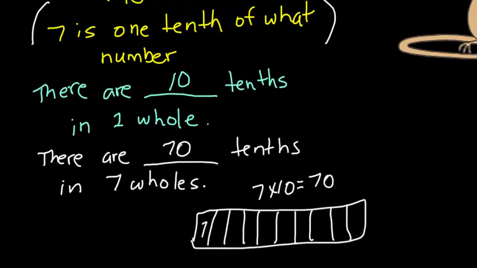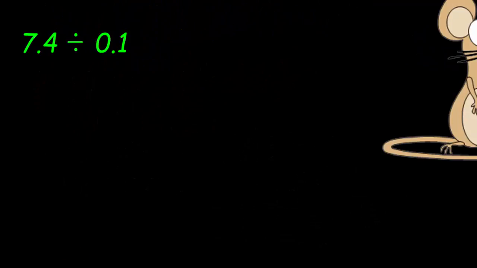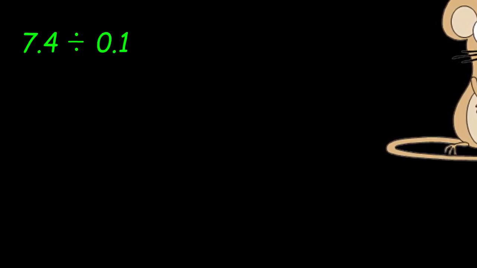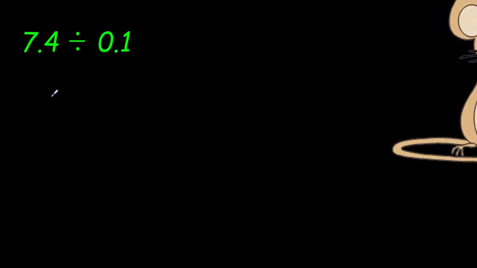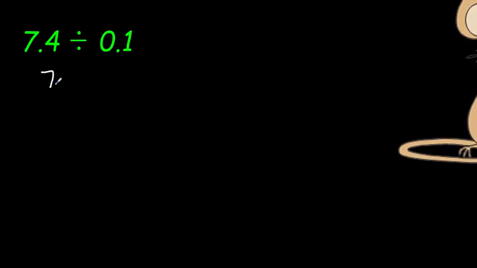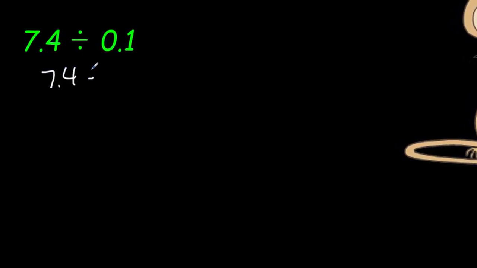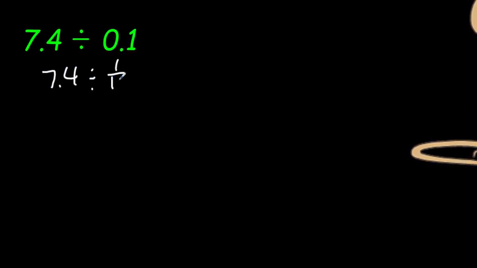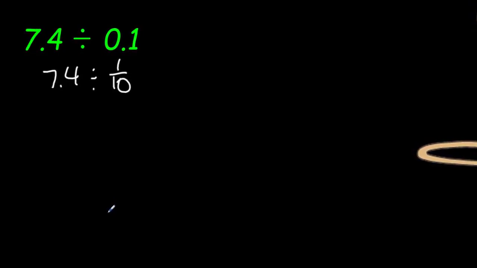Okay, let's go on. Now we have another problem. Now we have 7 and 4/10 divided by 1/10. Let's rewrite this as a fraction for the divisor. So I could write this as 7.4 divided by 1/10. Think about the problem that we just solved. What do you notice about this particular one?